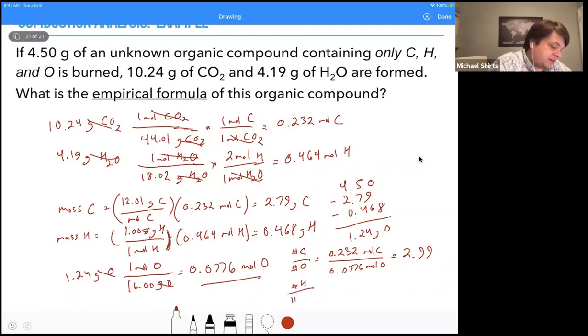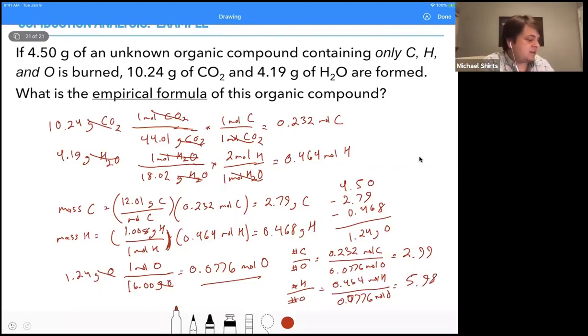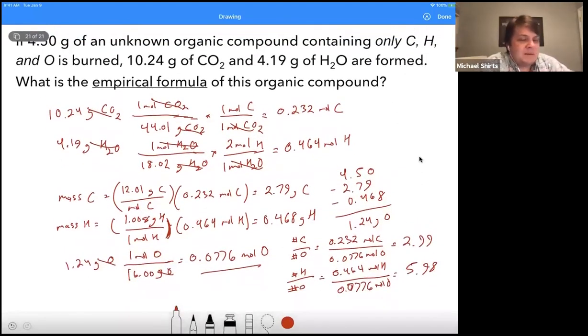Number of H, number of O is 0.464 moles H per 0.0776 mole O equals 5.98 moles. So this is something you'll generally see. You're never going to be making these measurements entirely accurately. There's always going to be some measure of non-total yield. So you're frequently going to see numbers that are not exactly integers. They'll almost never be exactly integers.